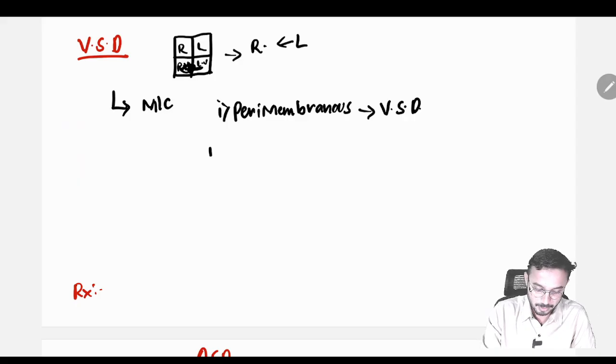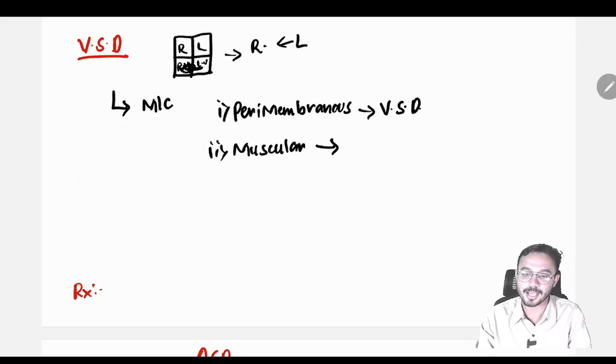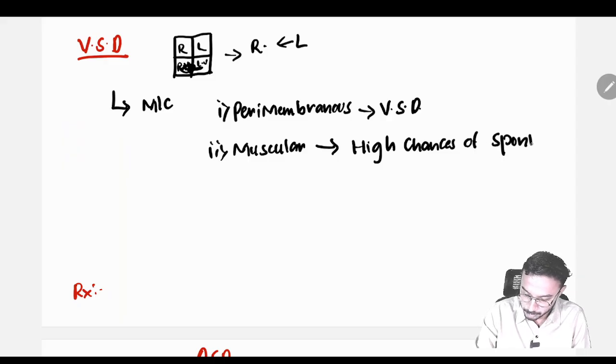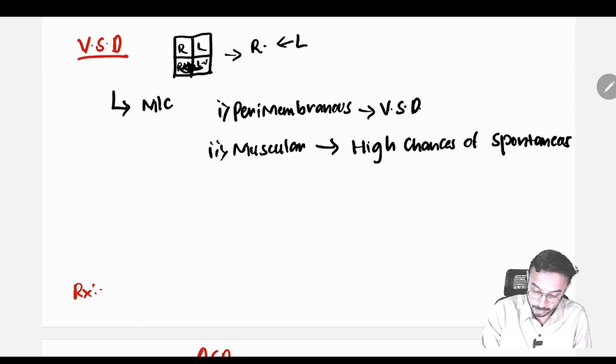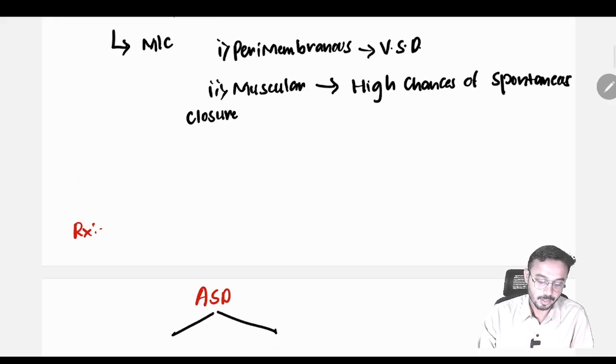Next is the muscular variety. I will teach only the important aspects. The muscular VSD does not require any treatment, as there is a high chance of spontaneous closure. They will close spontaneously. This is about the muscular type.